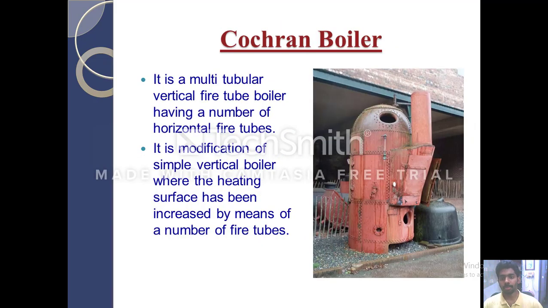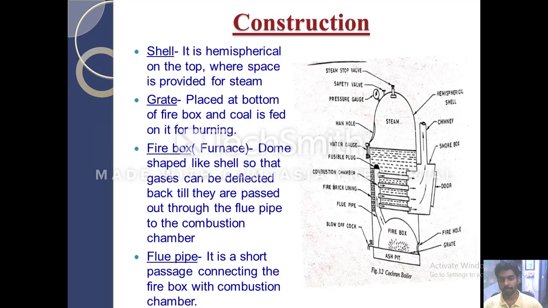Cochran boiler. It is a multi-tubular vertical fire tube boiler having a number of horizontal fire tubes. It is a modification of the simple vertical boiler where the heating surface has been increased by means of a number of fire tubes. So let's have a look at the construction of the Cochran boiler.